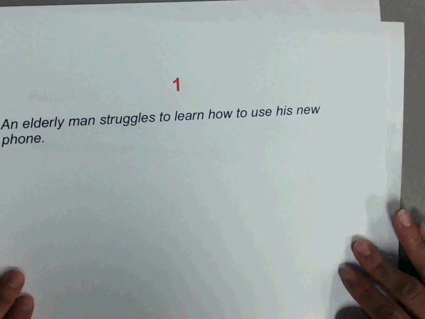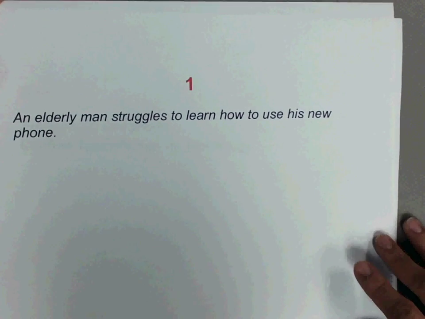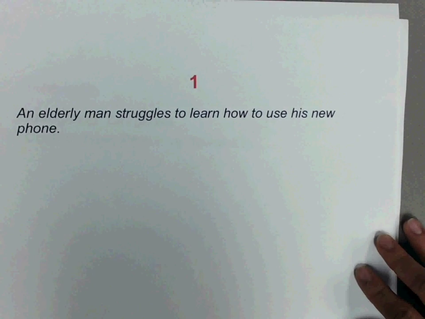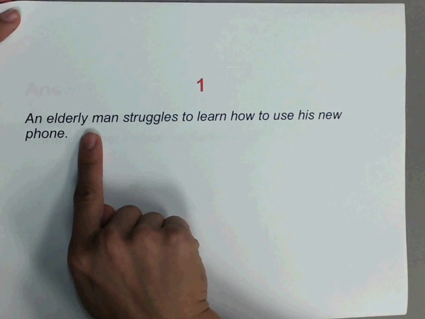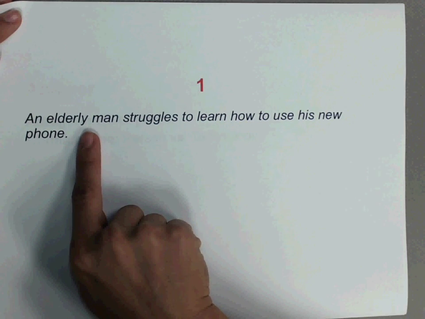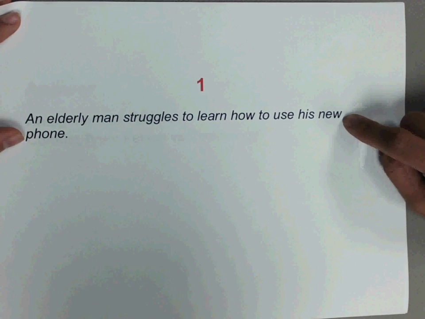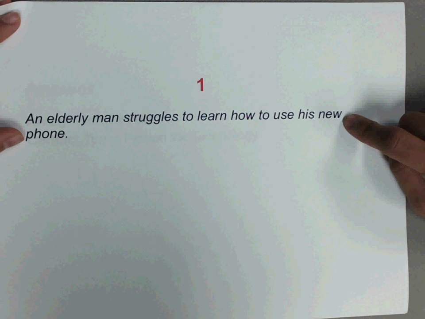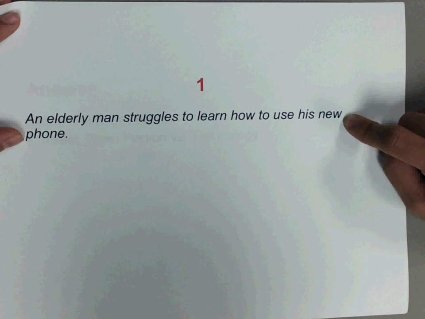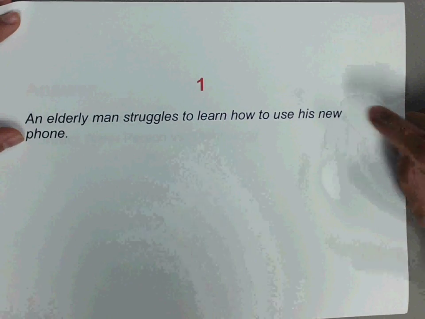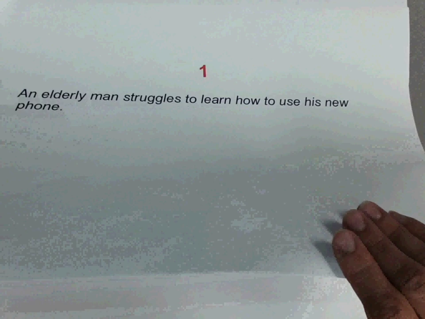Okay, first example. An elderly man struggles to learn how to use his new phone. If we had to guess, our elderly man is going to be our protagonist. And who's the elderly man against? His new phone, which would be our antagonist. So our answer would be person versus technology. The new phone being, again, the antagonist.